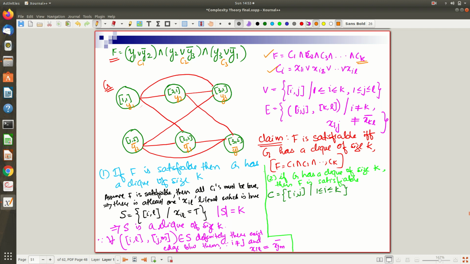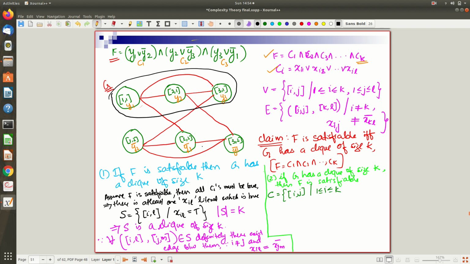Let me just take the black color. So this is a clique of size 3, right? Because there are 3 vertices, y1, y2, y3, and between every pair I have an edge. So this is a clique.